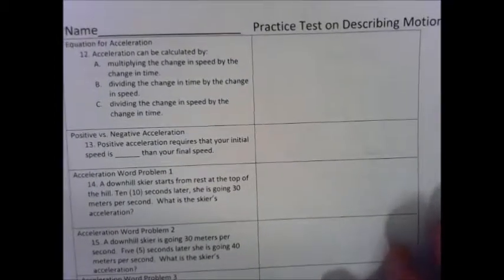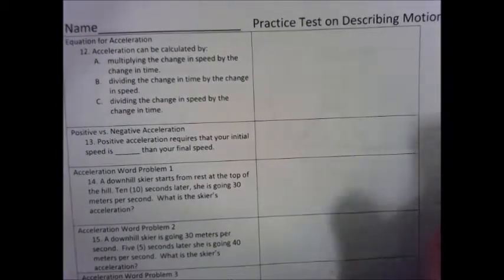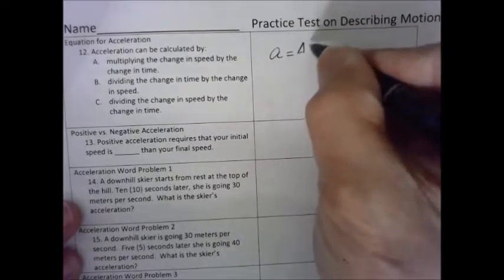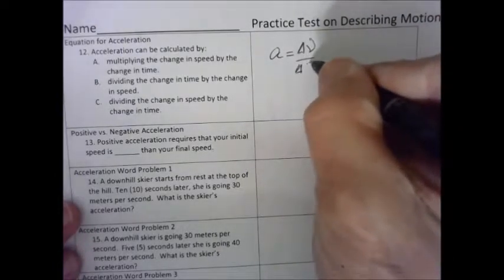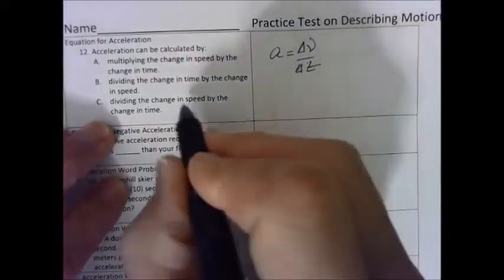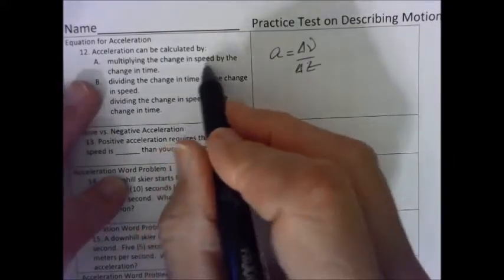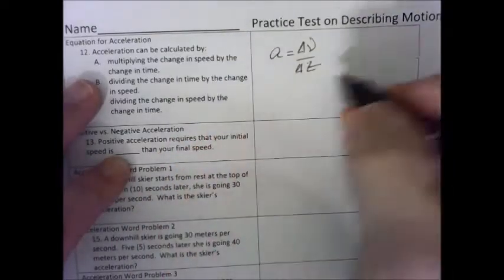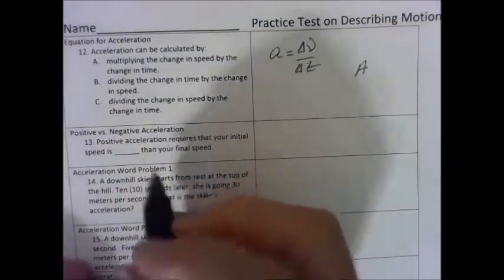Now we're moving on to the subject of acceleration. Acceleration, you remember, is the change in velocity over the change in time. So you divide the change in speed by the change in time. That would be answer A in this one.